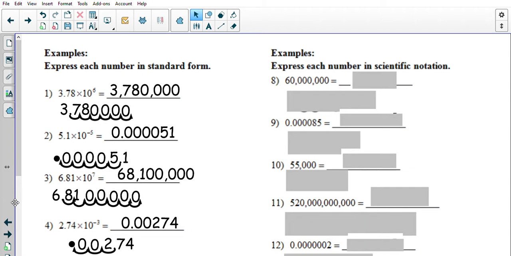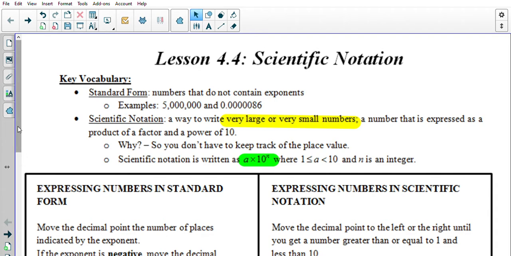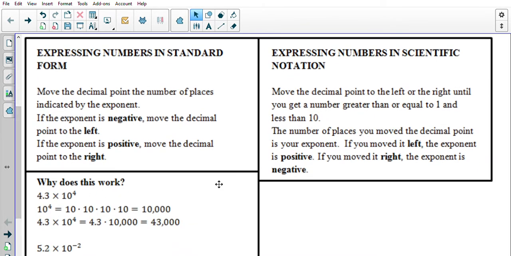It's nothing super difficult. Now, let's take numbers that are in standard form and write them in scientific notation. So what you're going to do is move the decimal point to the left or the right until you get a number greater than or equal to 1 and less than 10. That's really important. The number of places you move the decimal point will be your exponent.